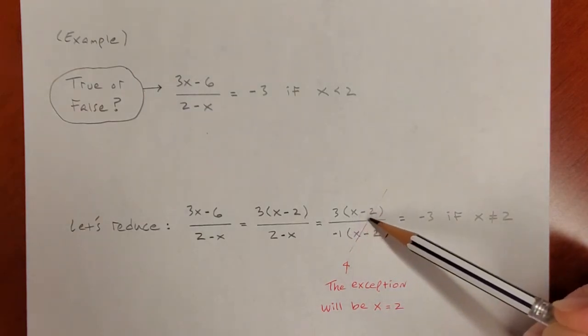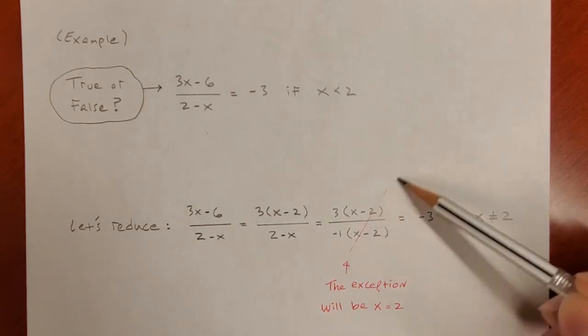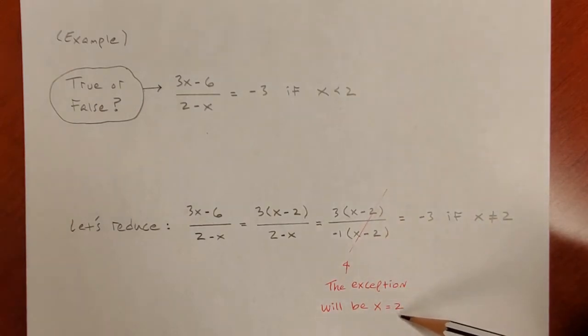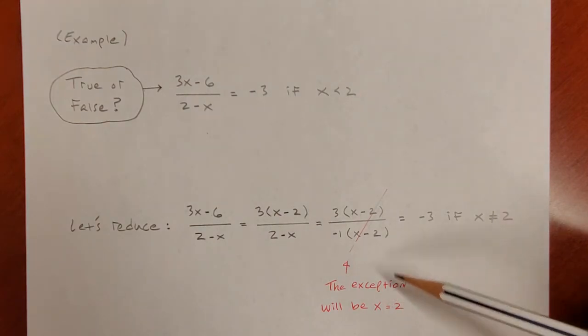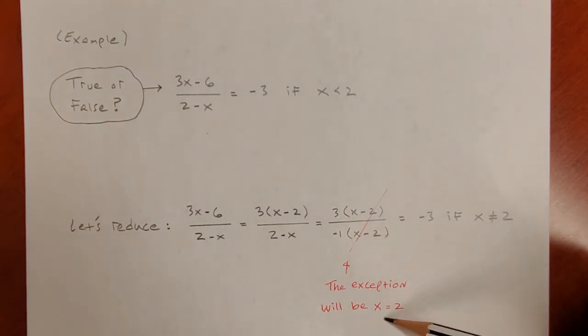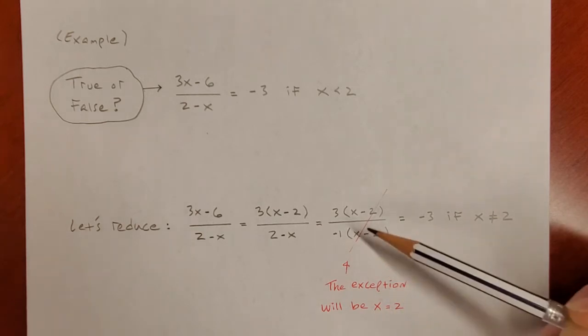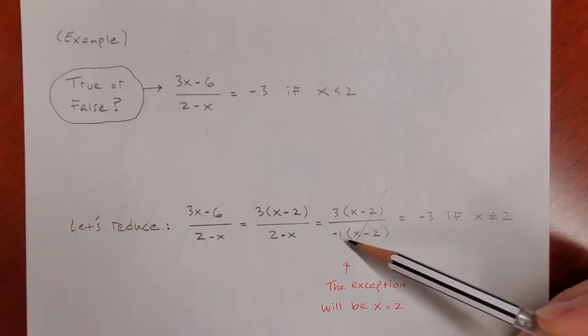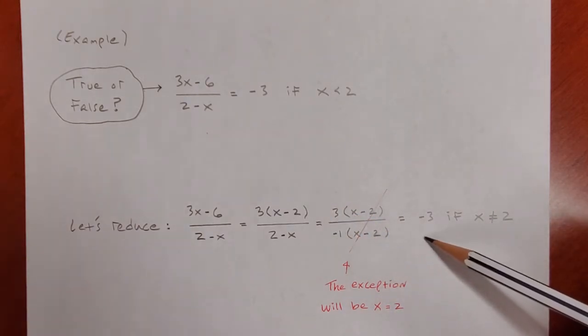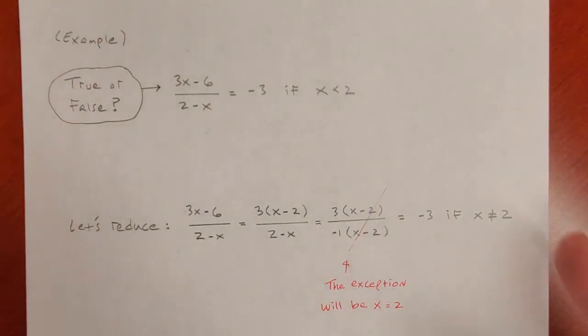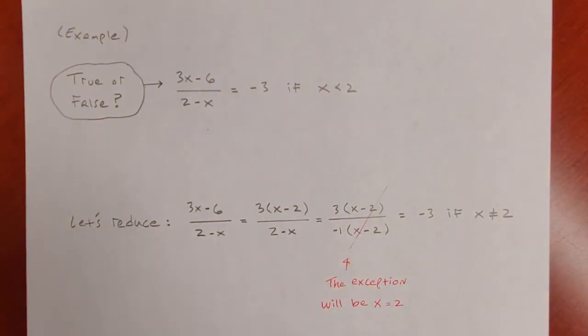2, right? 2 minus 2 is 0. Yeah, you can't cancel here if the x happened to be 2, so that has to be an exception to our result. So let's say we'll cancel it as long as x is not 2, and then otherwise we'll get 3 over negative 1, so we'll get negative 3. Okay, so here's our reduction. There's our work. There's our statement.